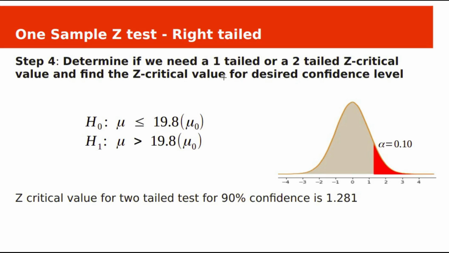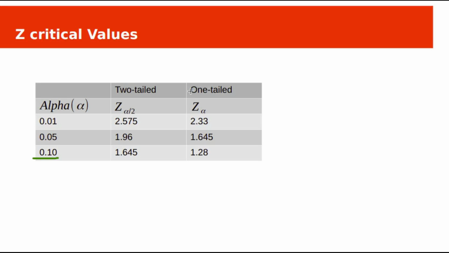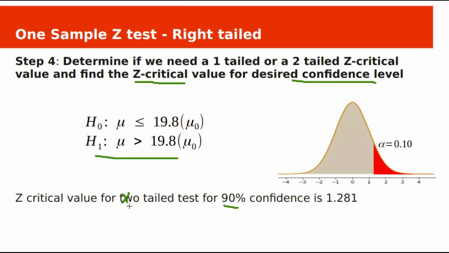Fourth step, we need to find whether it is a one tail or two tail test. Based on that, you have to calculate the z critical value for the desired confidence level. Here it is a right tail test. Our confidence level is 90%. So find the critical value for 90% confidence level, and since it is a one tail test, the critical value is 1.28. The z critical value for a one tail test at 90% confidence level is 1.281.